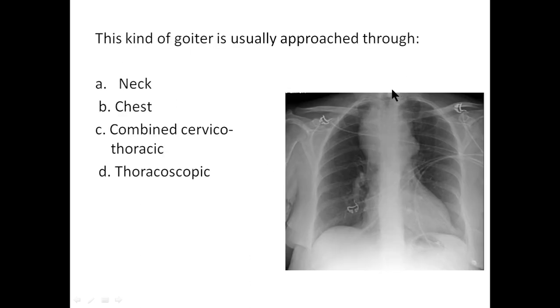A picture of thyroid swelling extending on the chest. This kind of goiter is usually approached through neck, chest, combined, or thoracoscopic. Of course, go for A. It is approached through the neck.